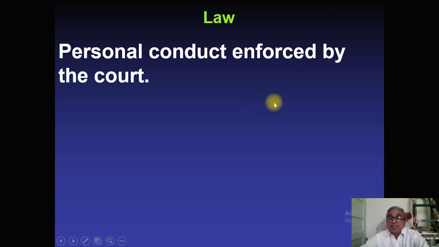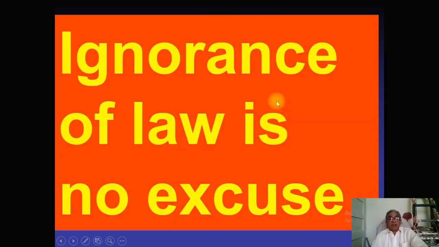It is enforced by the court. So whether we like it or not, we will have to obey the law. It is our duty. An international fact: ignorance of law is no excuse. If a person doesn't know the law, he is not excused on the basis that he doesn't know the law. It is your duty to familiarize yourself with the law of the land.